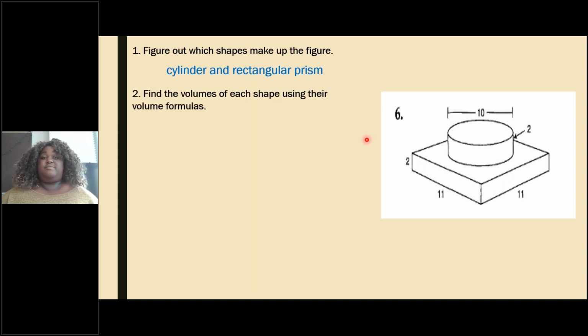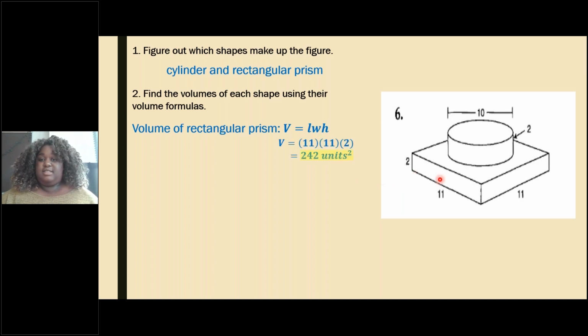So now I need to find the volumes of each of those shapes. Starting with the prism, the volume formula is pretty simple. It's your length times your width times your height. In this case, the length of the prism is 11, the width is 11, and then the height is 2, because remember, it's just of that shape, not the entire thing. So when we multiply those together, we get 242. In this case, it was just units, so that's units cubed. But the most important part is the number.